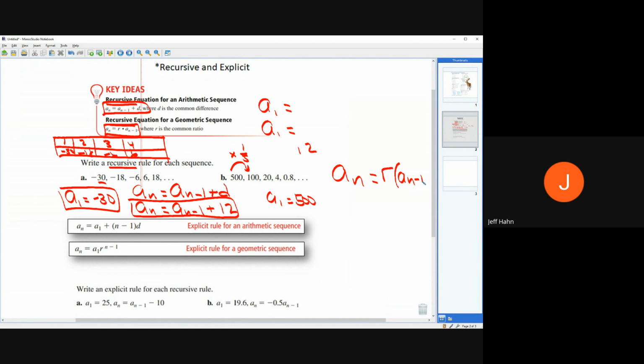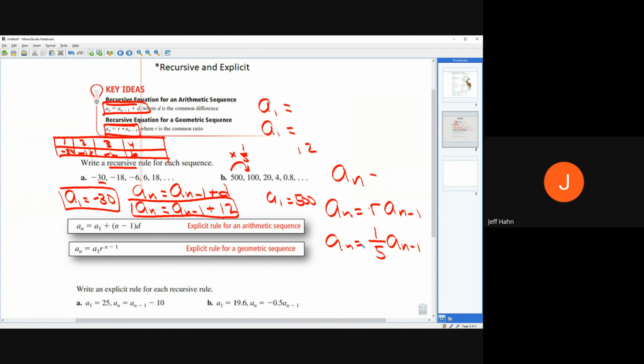Wait, is that in parentheses? No, I didn't need to do that. Can I redo that? I don't have a parenthesis there. A sub n equals r times a sub n minus 1. And again, this is recursive because you have to know all the previous terms to figure it out. We know that the letter r is 1/5 of a sub n minus 1, and that is your whole formula. You just take 1/5 times whatever the term is in front of it.